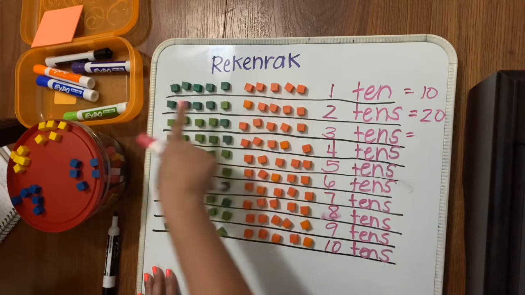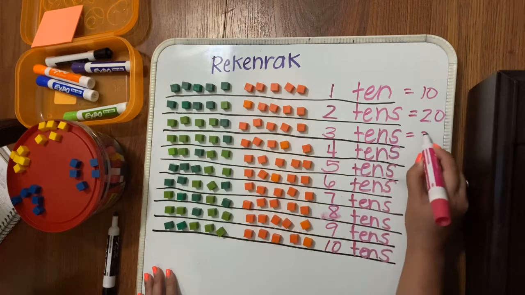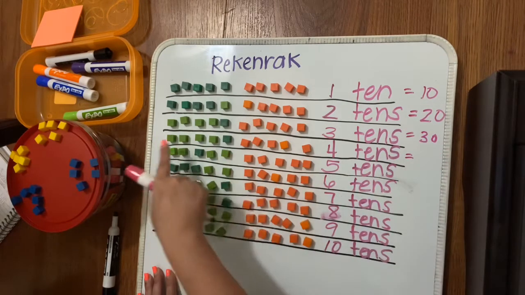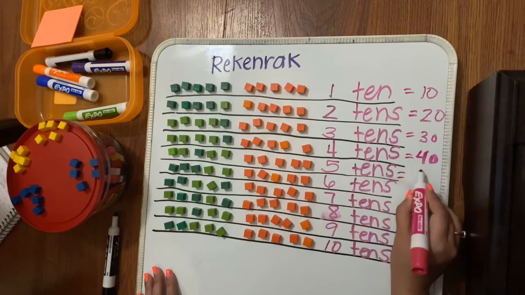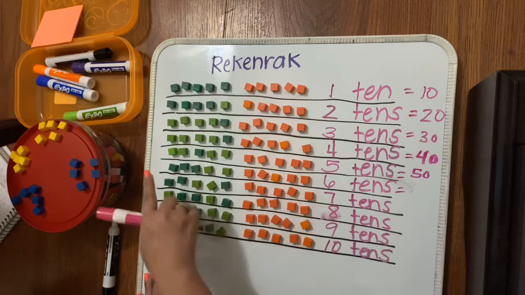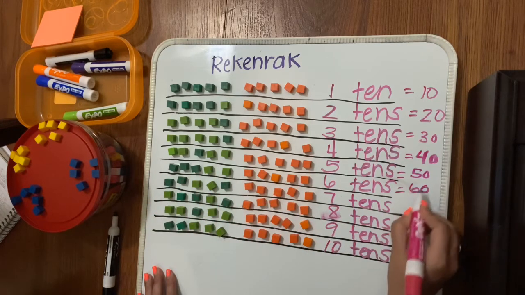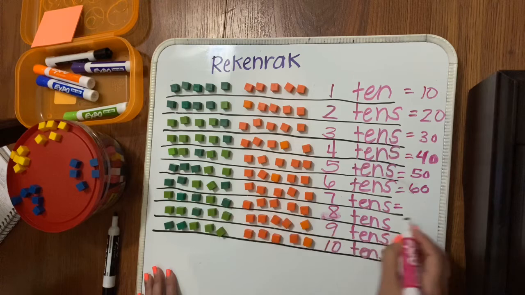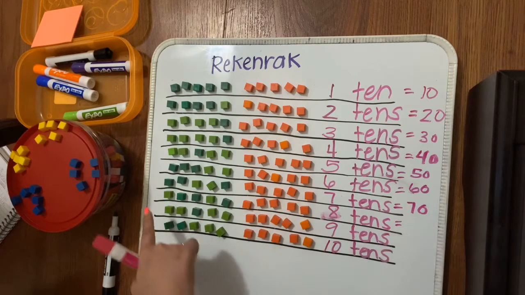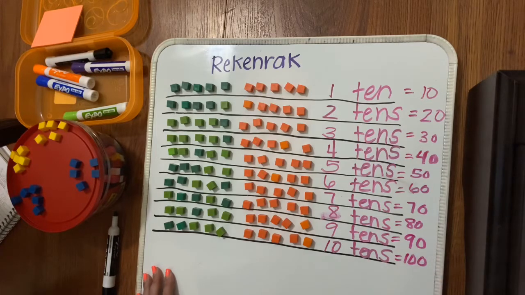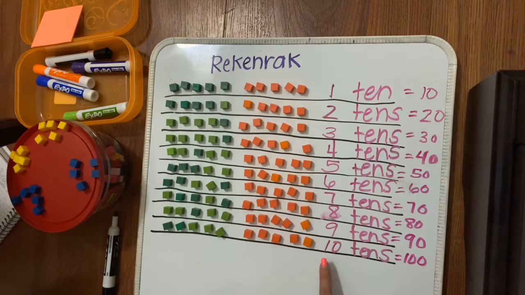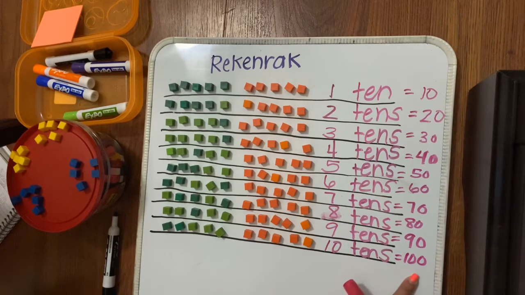So let's see, 10, 20, 30, 40, 50, 60, plus 10 more is 70, plus 10 more is 80, plus 10 more is 90, plus 10 more is 100. So if I counted all of these cubes up, we would have 10 tens, which is the same as 100.